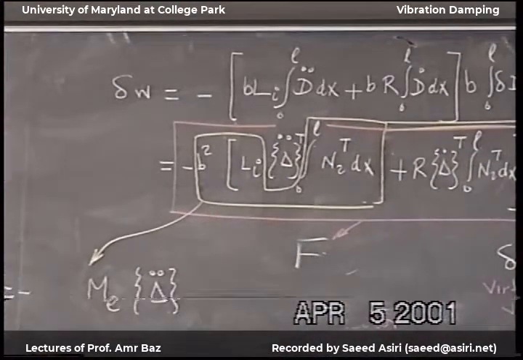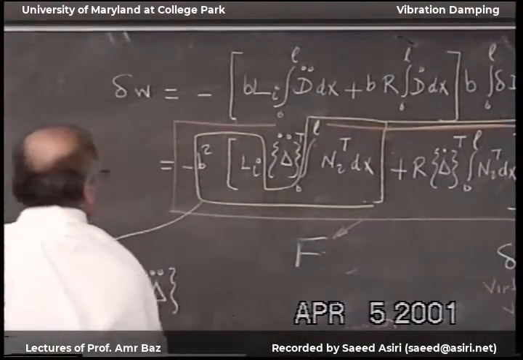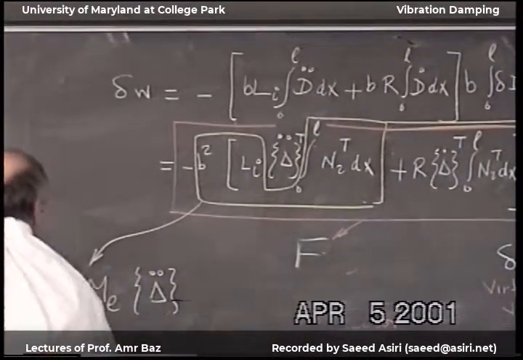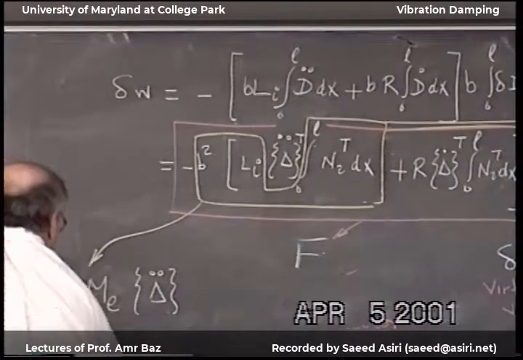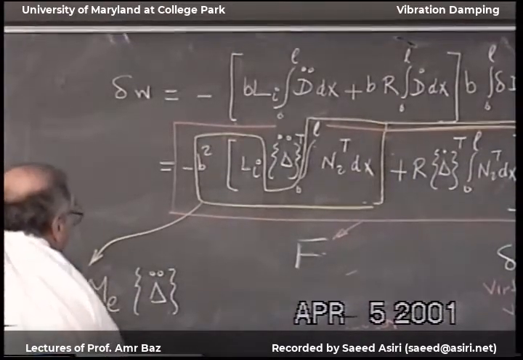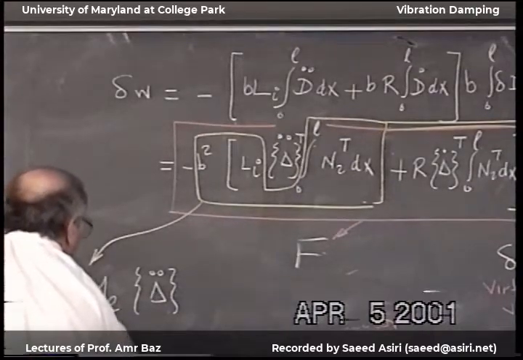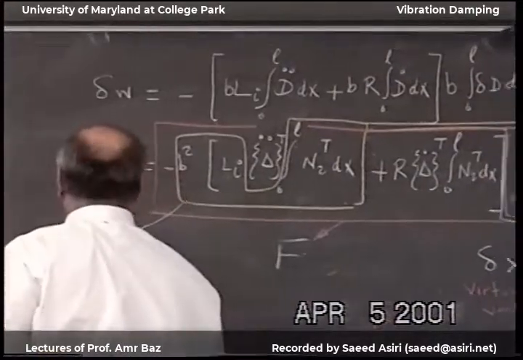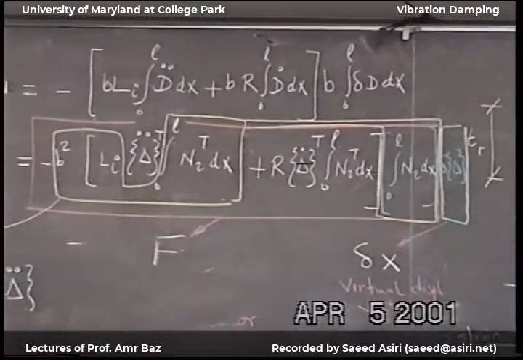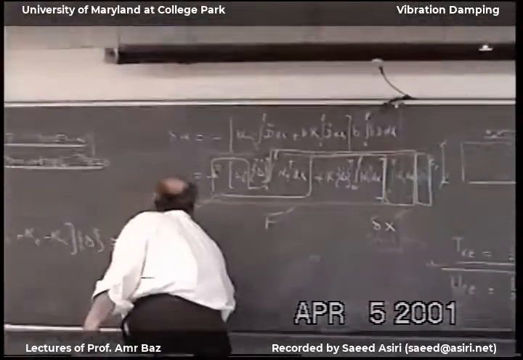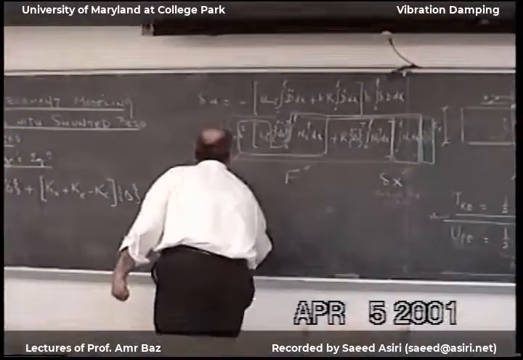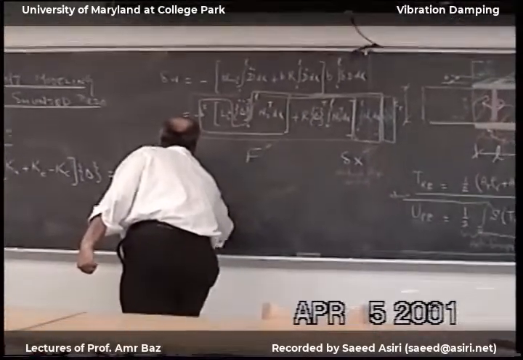Okay, so this whole thing is the mass electric component. So this is minus here. So this is Li integral N2 transpose dx b squared, and then times 0 to L N2 dx.